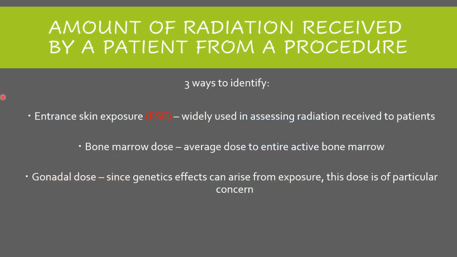Amount of radiation received by a patient from a procedure. There are 3 ways to identify this. Entrance skin exposure, ESE, very important. Widely used in assessing radiation received by patients. Bone marrow dose, the average dose to the entire active bone marrow. Gonadal dose. Since genetic effects can arise from exposure, this dose is of particular concern.